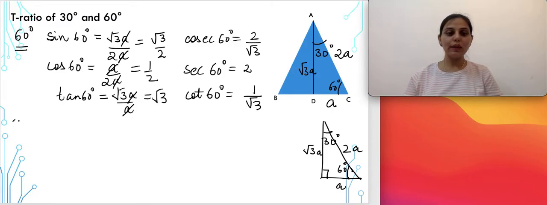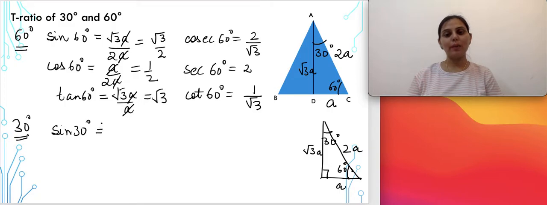Now considering 30 degrees as the base angle, like we have done in the previous video also, when the base angle changes, the perpendicular and base also change. So in this case, the value of sine 30 degrees will be equal to perpendicular upon hypotenuse. In this case, the perpendicular will be taken as this side. So A upon 2A, or you can cancel the A's and this will be equal to 1 by 2.